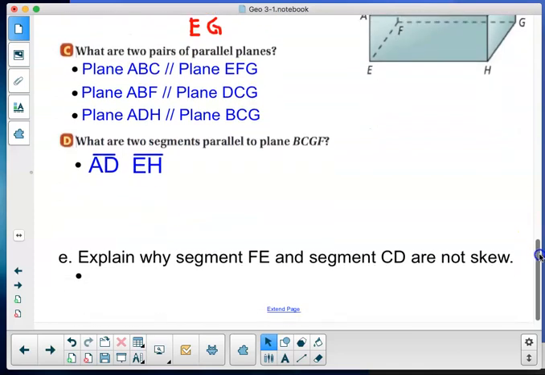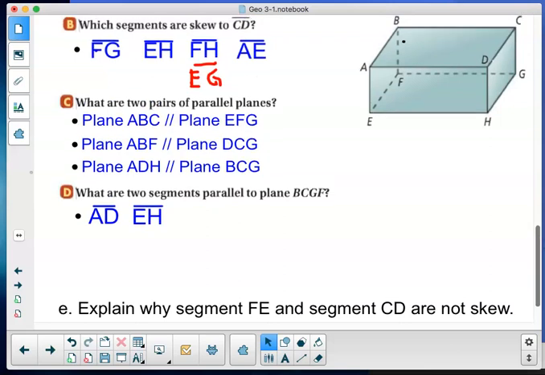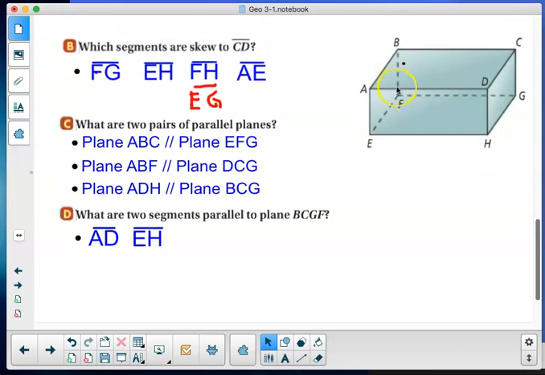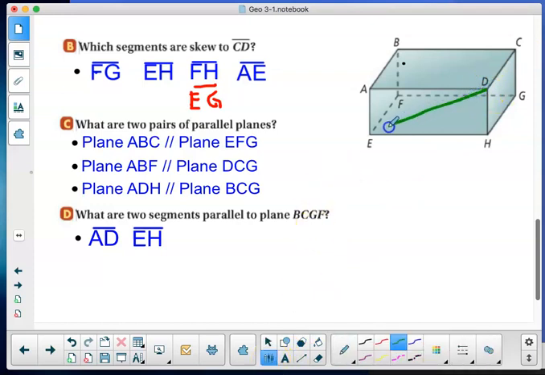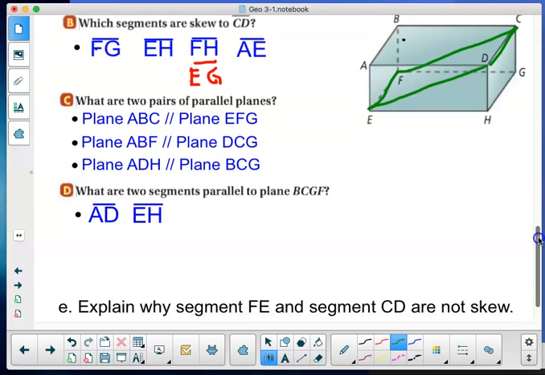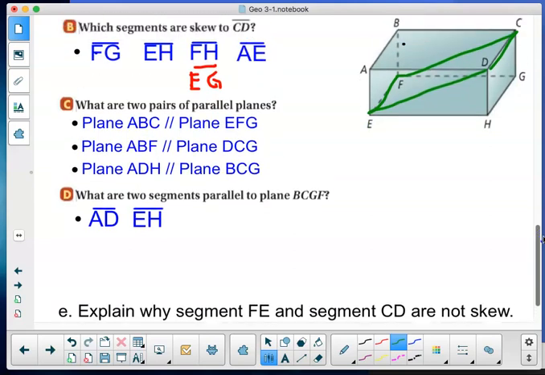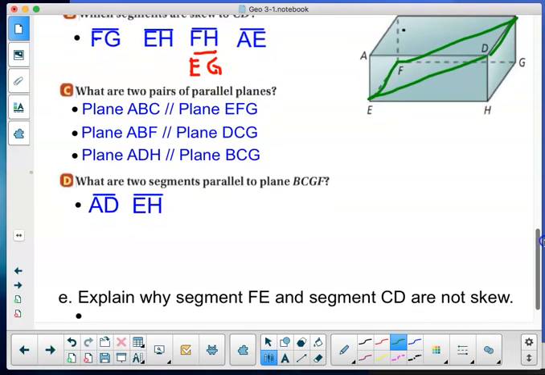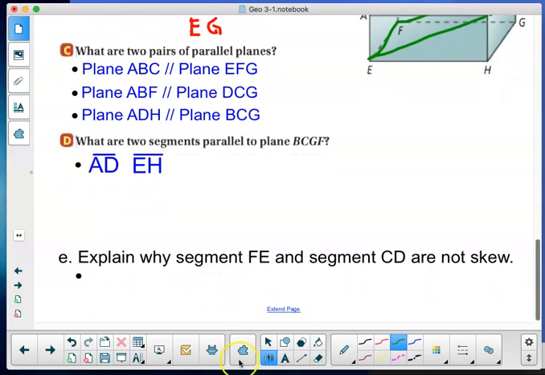Now, explain why segment FE and segment CD are not skew. FE and CD, and remember, we talked about this earlier, these wouldn't be skew because they exist in a plane that's not drawn, but can be drawn, that has both those segments in them, and those segments are parallel to one another.